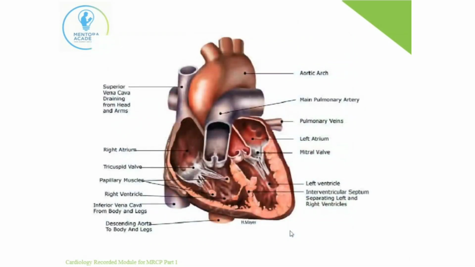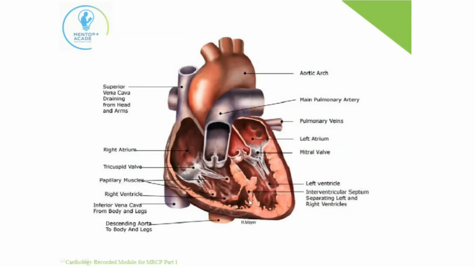So let us begin the lecture with the brief anatomy of the heart. As you know, the human heart has 4 chambers, as you can see in this image. So we have 2 atria, right atrium and left atrium, which are separated by the interatrial septum. Then we have the 2 ventricles, the right ventricle and the left ventricle, separated by the interventricular septum.